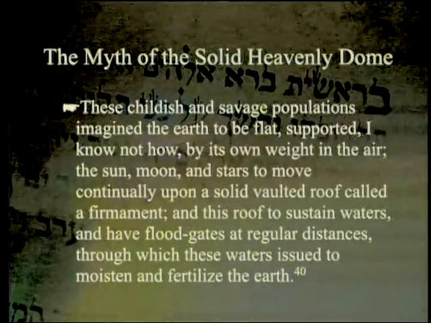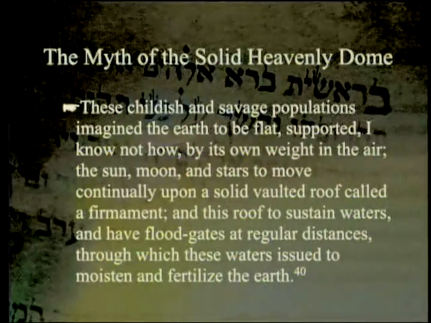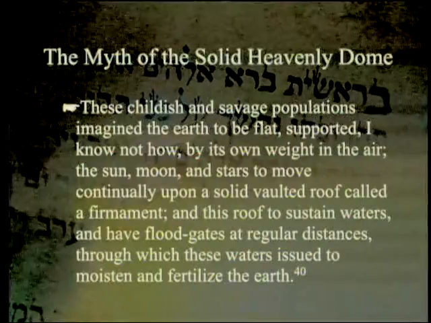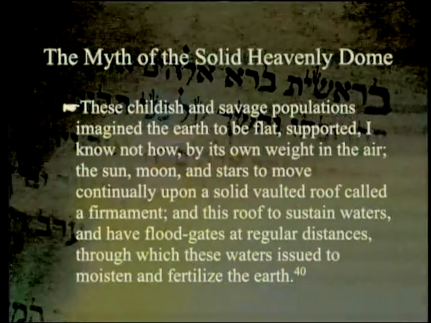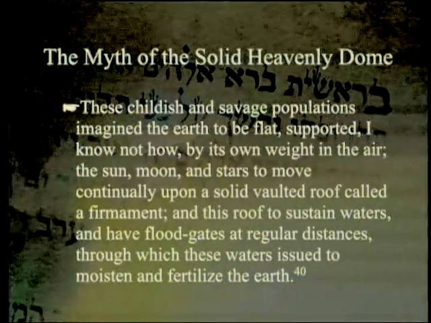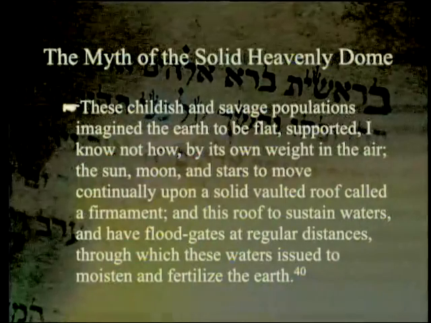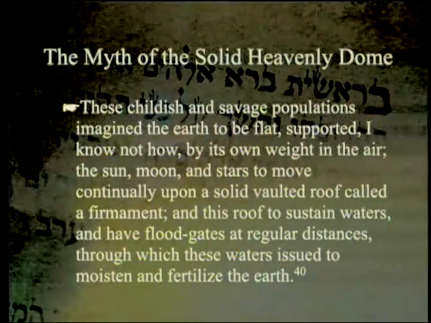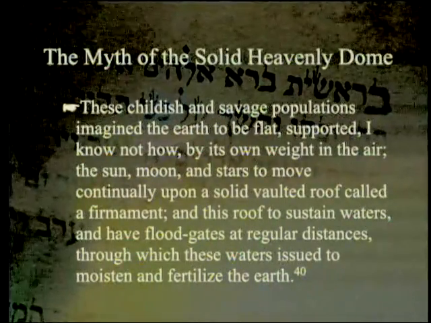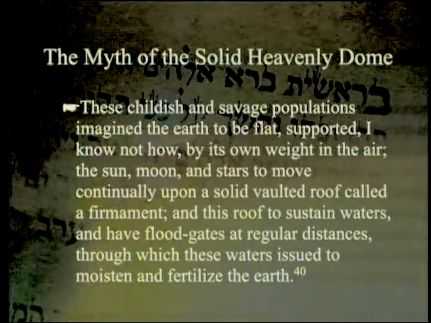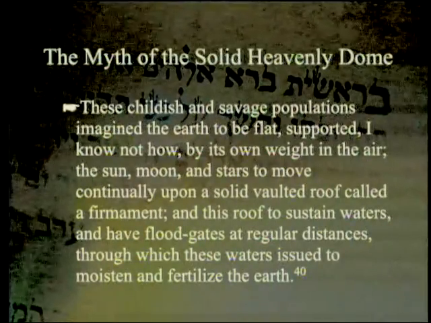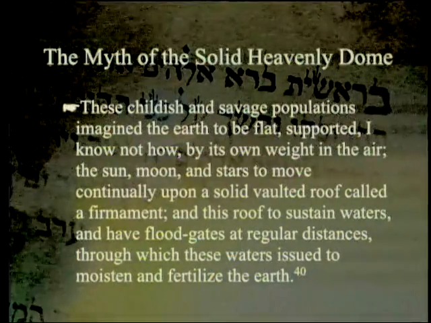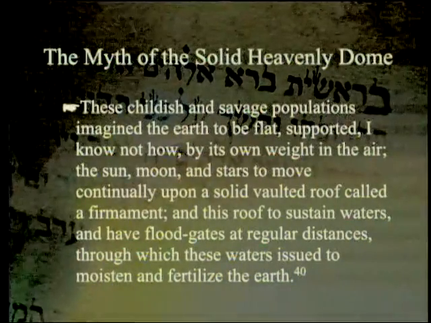These childish and savage populations imagine the earth to be flat, supported I know not how, by its own weight in the air. The sun, moon, and stars to move continually upon a solid vaulted roof called a firmament, and this roof to sustain waters and have floodgates at regular distances through which these waters issued to moisten and fertilize the earth.